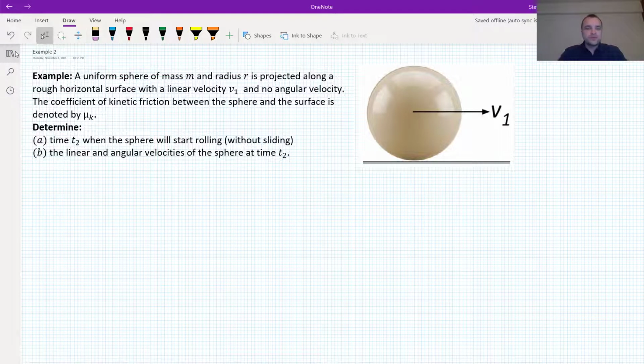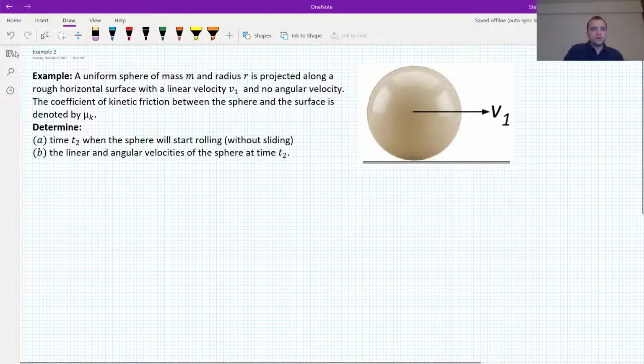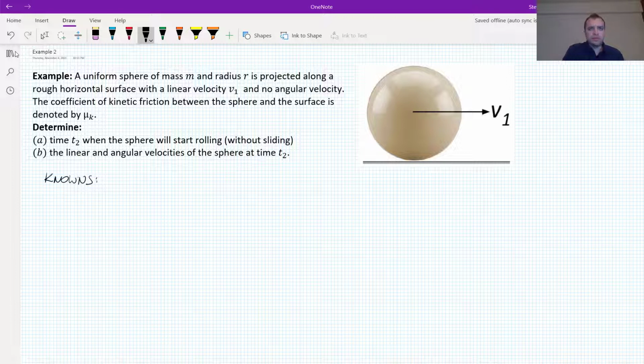Okay, with that brief lecture review, I think we can start solving our example number 1. This is example number 1, so feel free to pause the video and read and understand the problem statement before we start our solution. Okay, so what do we have in here? These are our knowns. We know that our sphere has mass m and radius r, and also the moment of inertia about its center of mass is 2 divided by 5 mr squared.